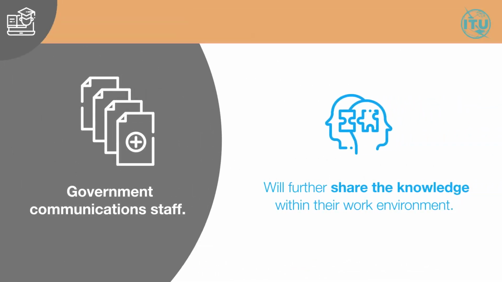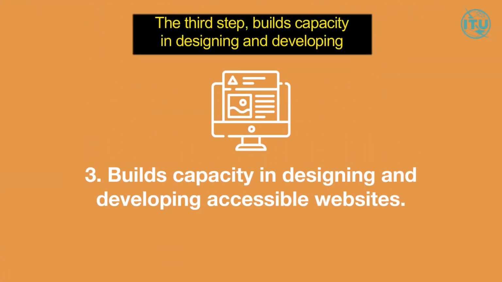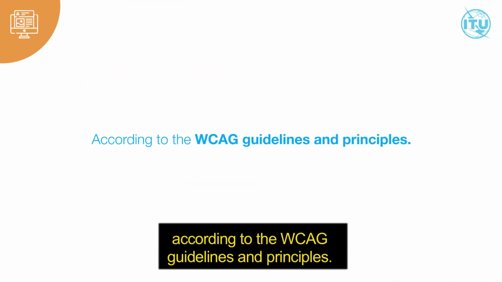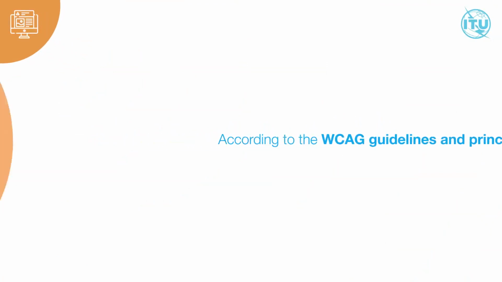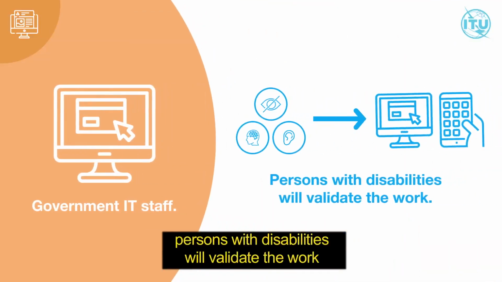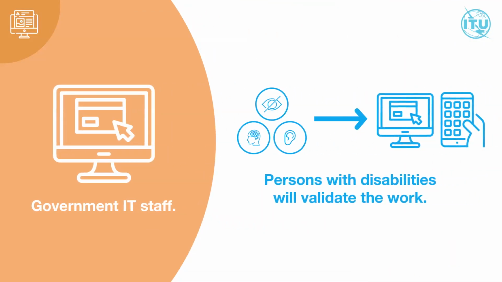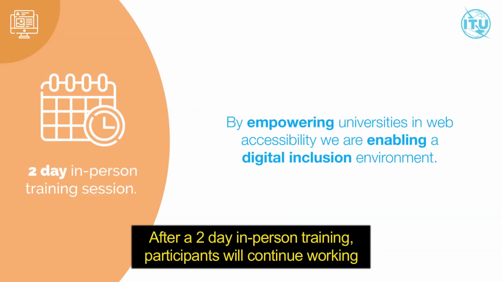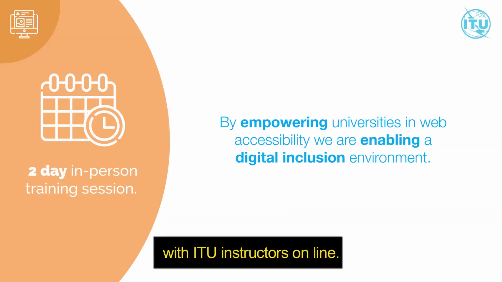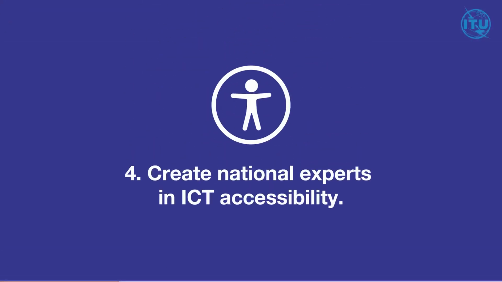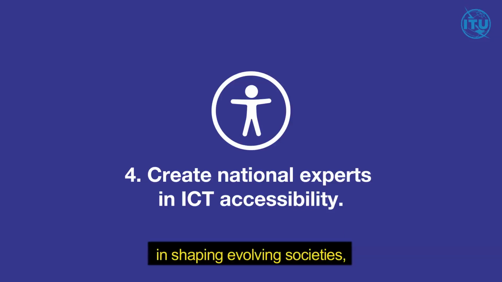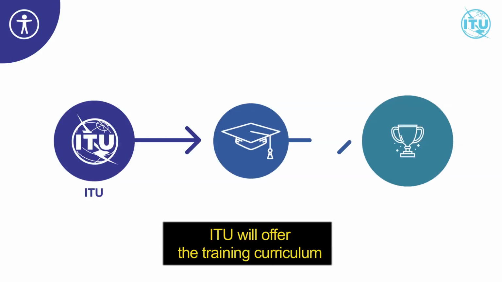their work environment. The third step builds capacity in designing and developing accessible website structures according to the WCAG guidelines and principles. During the course, which targets government IT staff, persons with disabilities will validate the work for usability and compliance. After a 2-day in-person training, participants will continue working on the accessibility of their respective websites with ITU instructors online.